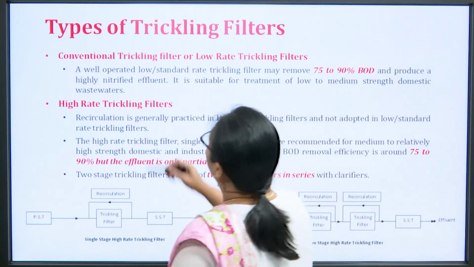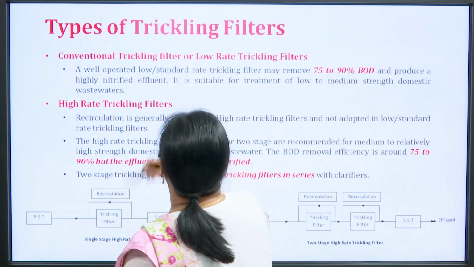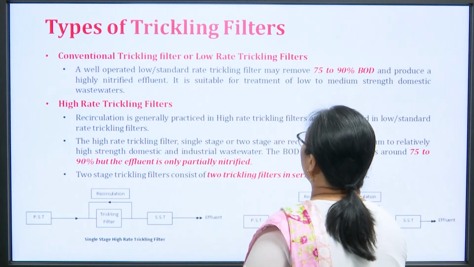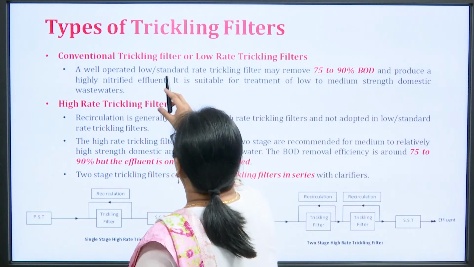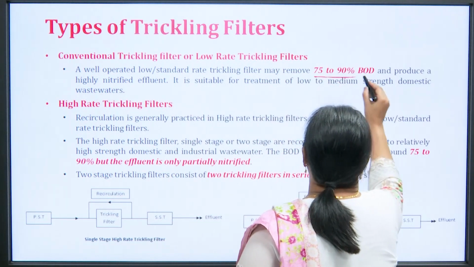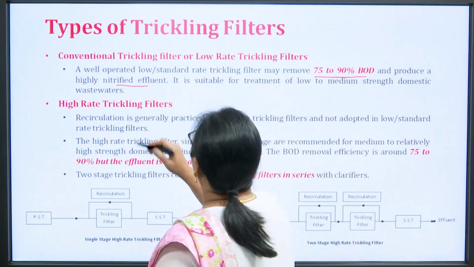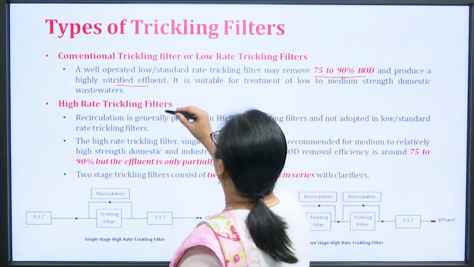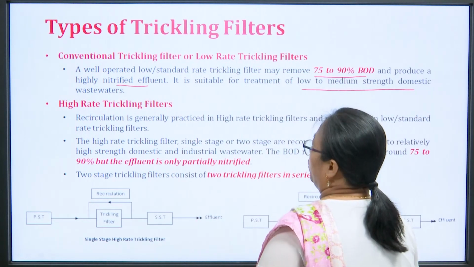Now let us go a little bit further. We have types of trickling filter. We will have conventional trickling filters, or low rate trickling filters. They are simple trickling filters. A well operated low or standard rate trickling filter may remove about 75 to 90% BOD and produce a highly nitrified, very good quality effluent, suitable for treatment of low to medium strength domestic wastewater.